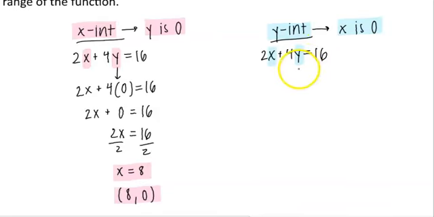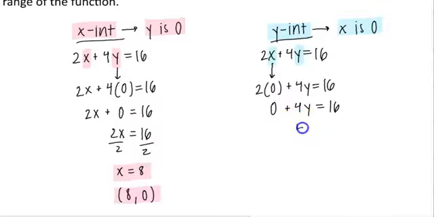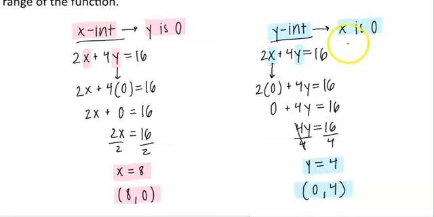Now for the y-intercept, you're going to plug in 0 for x. So it's going to look like this. 2 times 0 + 4y = 16. 2 times 0 makes 0. 0 + 4y is 4y. And then to get the y by itself, you have to divide both sides by 4. So you get 1y = 4. The y-intercept of this equation is 4, which could be written as the coordinate (0, 4), because x is 0, y is 4.